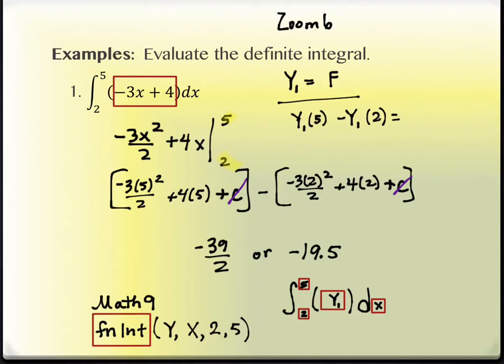The effect will be better if I eliminate part of the graph. Let's change your window just a little bit. Make your x minimum 0. Your x maximum can stay at 10. And make your y minimum negative 5 and your y maximum 5. So it just zooms it in a little bit.